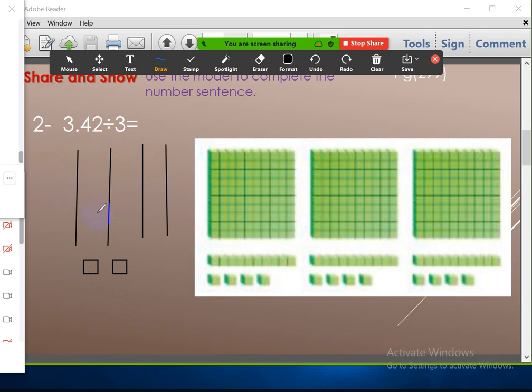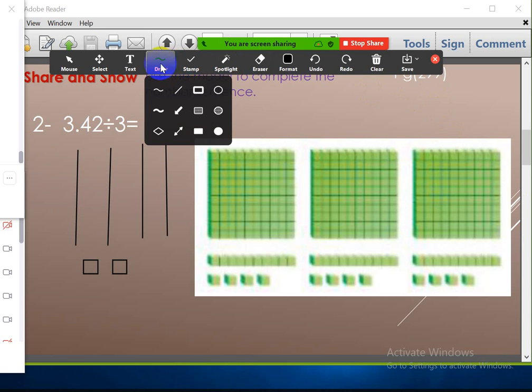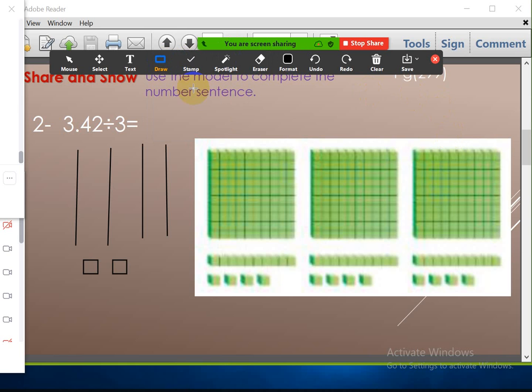Okay, girls. So I want to divide this model by 3. Let's start with the flats. I have 3 flats and I want to divide it by 3. That means each group will take what? 1 flat. Each group will take 1 flat because I want to divide by 3.